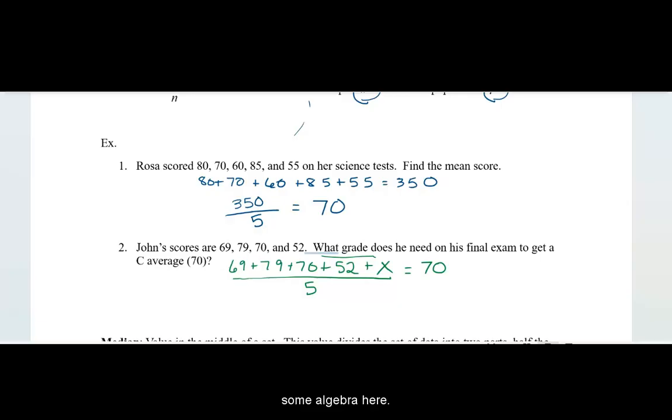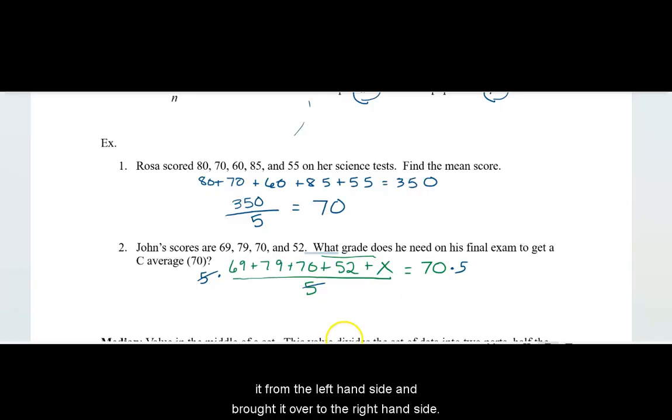So we're going to have to do some algebra here. The next thing we want to do is get all of this by itself. Notice you have the 5 in the denominator. We want to get rid of that over here and bring it to the right-hand side. Since we are dividing by 5, we're going to do the opposite. We're going to multiply by 5, because that way we took it from the left-hand side and brought it over to the right-hand side. What does that leave us on the left-hand side?